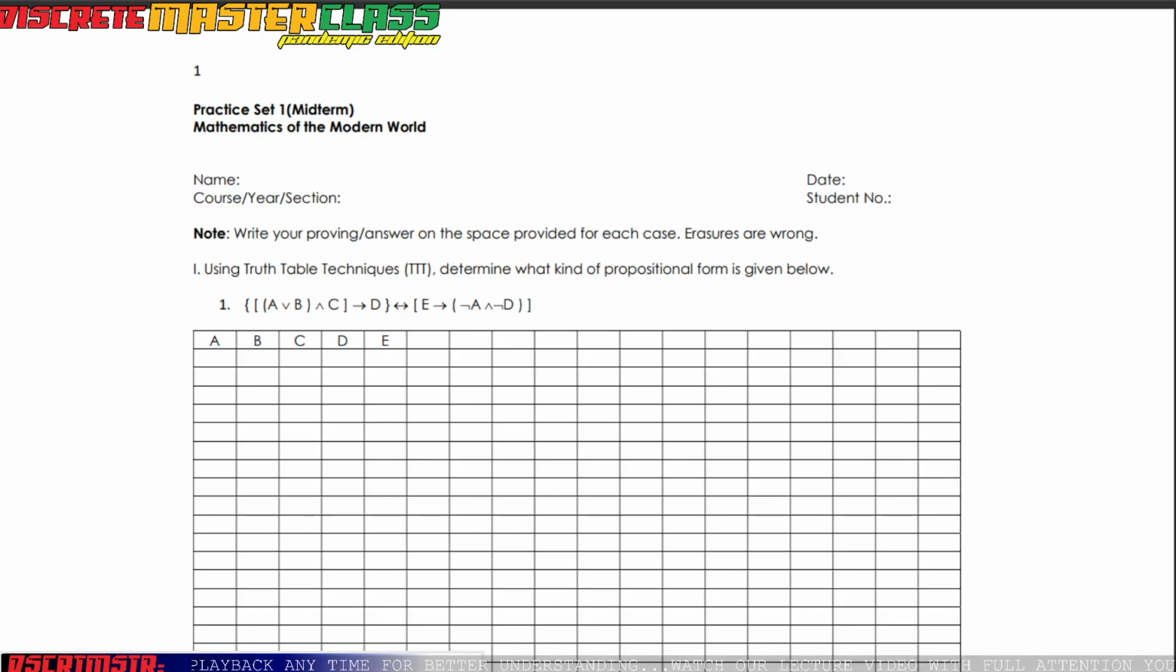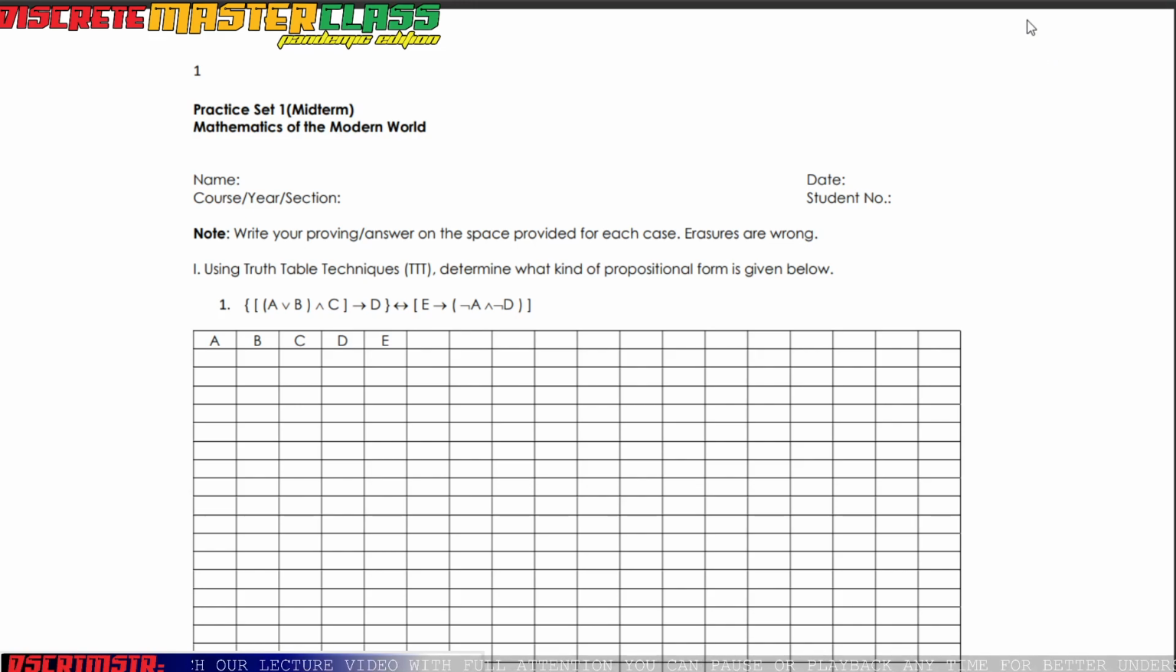This is a guide for you so that you can answer your practice set number 1 or midterm in this subject. Para mag-guide ka. Okay, so note natin that write your proving or answer on the space provided for each case. Erasures are wrong.